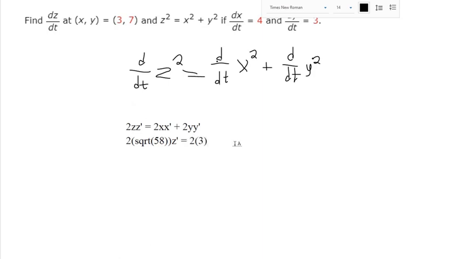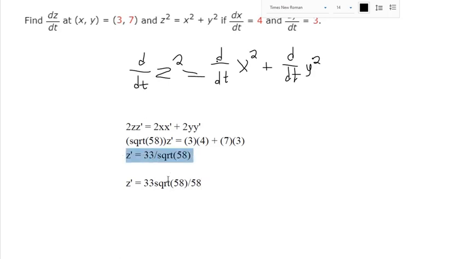X is 3. X prime, they tell us, is 4. Y is 7. Y prime is 3. So now you just got an algebraic equation to solve for z prime. You can divide every term by 2. That can make it a little simpler. And let's see, that's 12 plus 21. That's 33. And then we divide by the square root of 58 on both sides. But if we want to rationalize the denominator, that'd be 33 square roots of 58 over 58. Either one should be okay in web design.